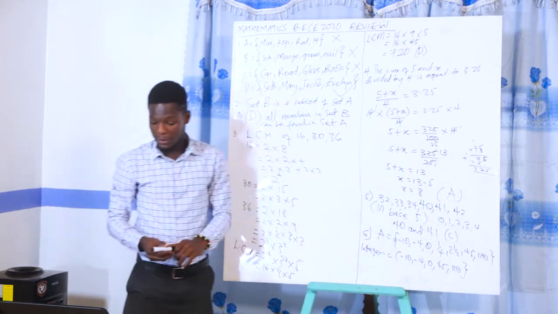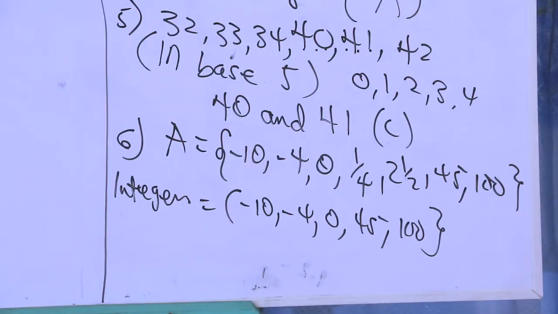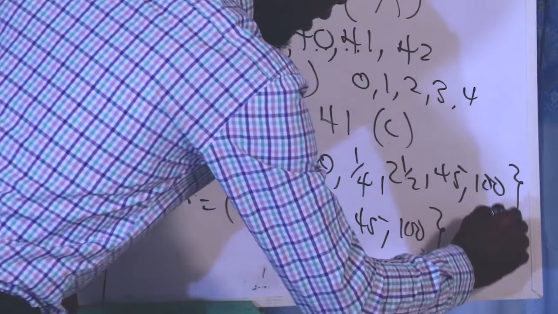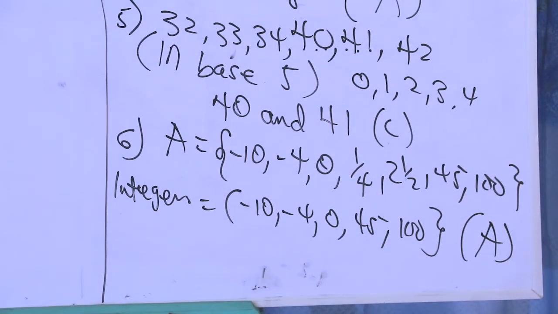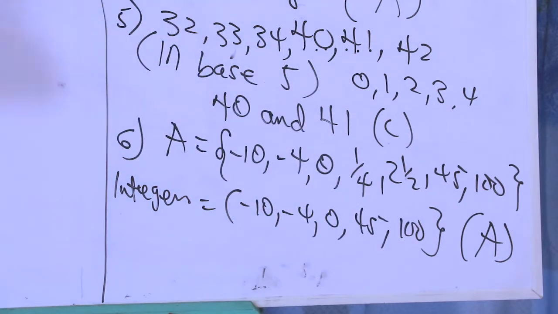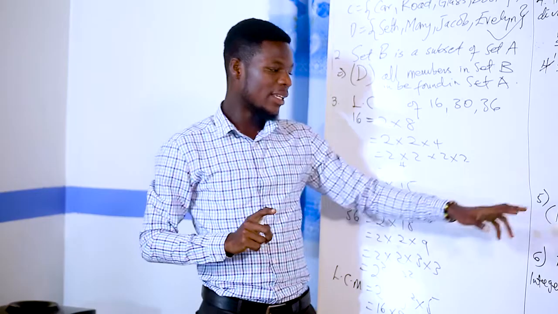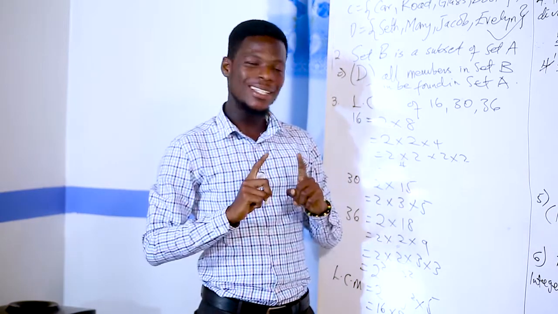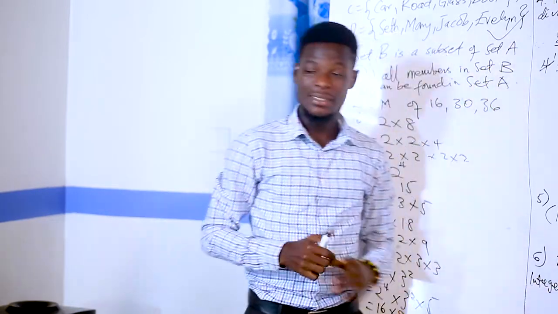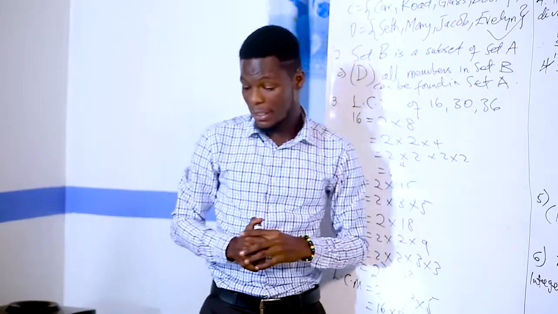Compare it with your options. So option 1, which is A, we have -10, -4, 0, 45, 100, which means our correct answer is option A. 1/4, 2 1/2 are not integers. Integers are positive and negative whole numbers. These are fractions. So they disqualify from being integers. And for that reason, this is the set of integers from set A.